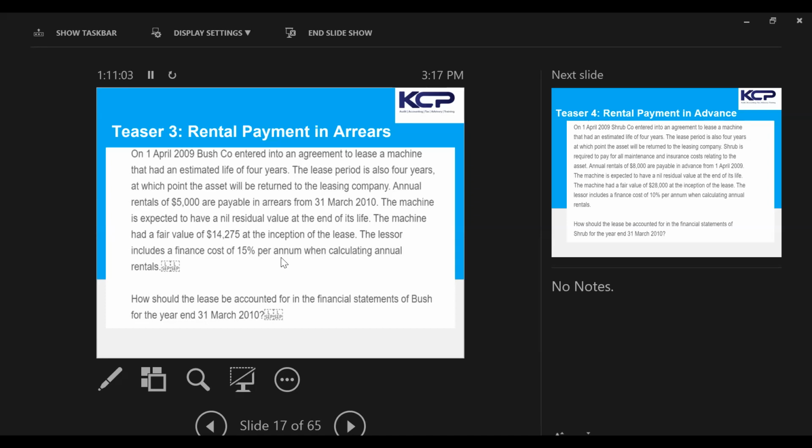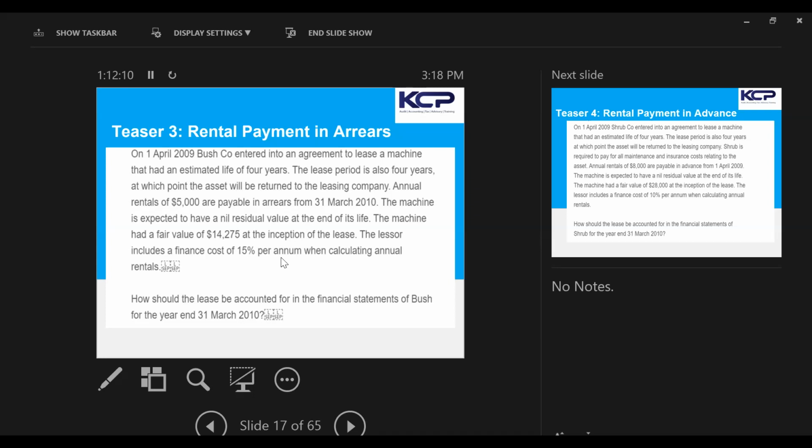Okay, so let's take it one after the other to make it more explanatory. On 1st of April 2009, Bridgeco entered into an agreement to lease a machine that had an estimated useful life of about 4 years. The lease period is also 4 years. So what kind of lease is this? At which point the asset will be returned to the leasing company. Annual rental of $5,000 are payable in arrears from 31st of March 2010. So the machine is expected to have a nil residual value at the end of its useful life.